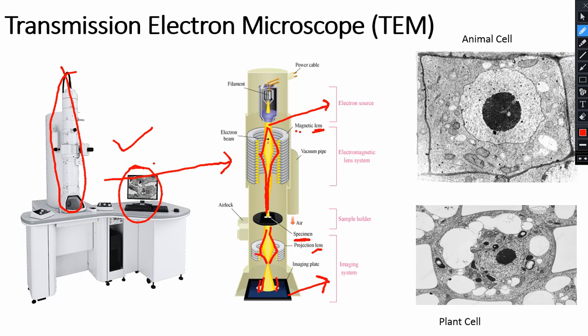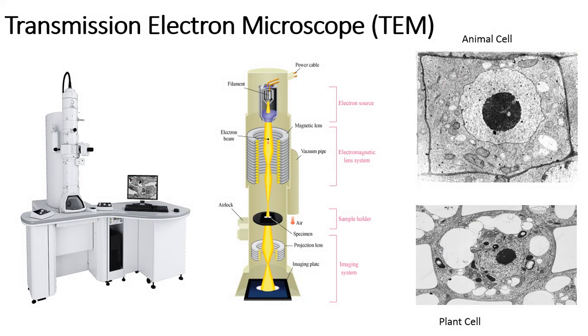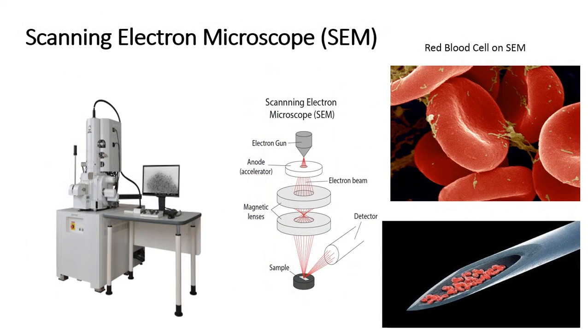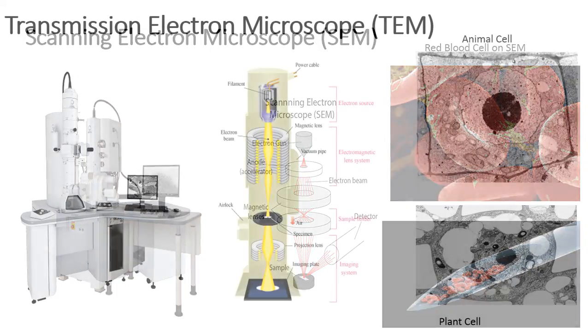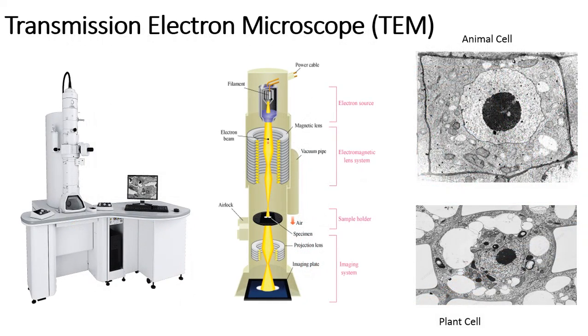And how will the image look? Well, it will look like this. Okay, the animal cell looks like this on TEM, and the plant cell will look like this. Okay, now let's look at the scanning electron microscope. Sorry, let me first explain here how this image is produced.